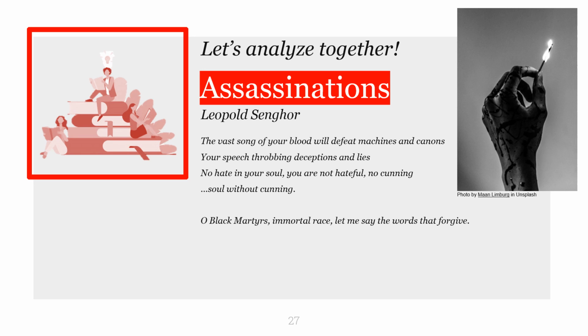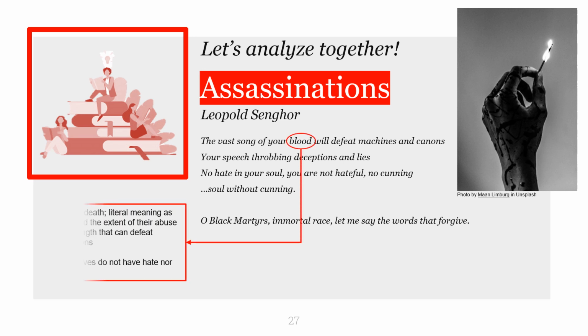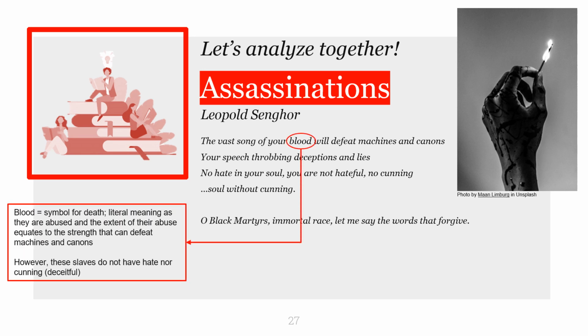Now we have the last stanza, the final part of the poem. The first line goes, "The vast song of your blood will defeat machines and cannons." Blood here is a symbol for death. It literally means that they are abused, and the extent of their abuse equates to the strength that can defeat machines and cannons. So you can just really imagine how much bloodshed there was during the time, enough to even defeat machines and cannons.